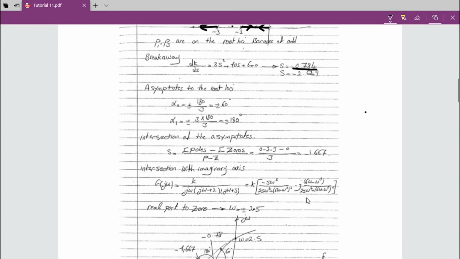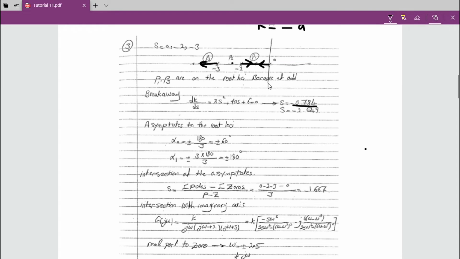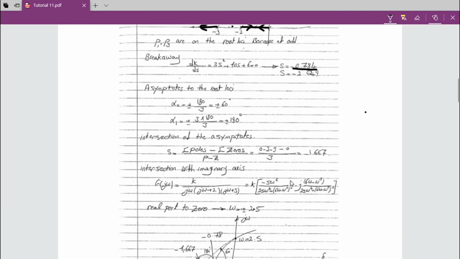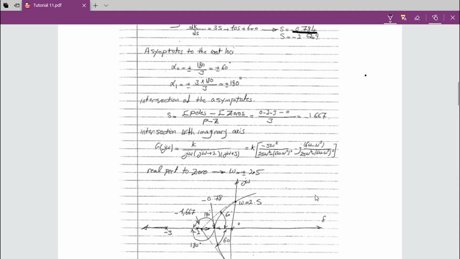Now to find the j omega axis intersection, we need to equate the real value to 0 and solve for omega. If we solve for omega, we get omega equal to plus or minus 2.5. Now we take this plus or minus 2.5 and substitute it into this formula, so you'll be getting your intersection.